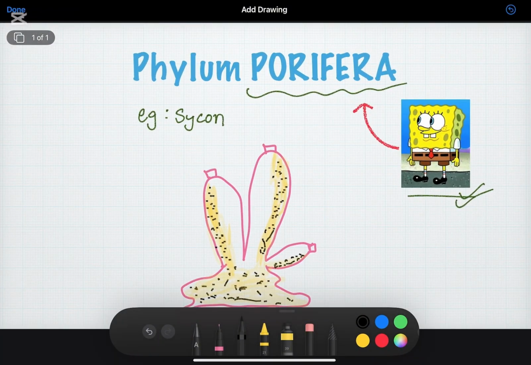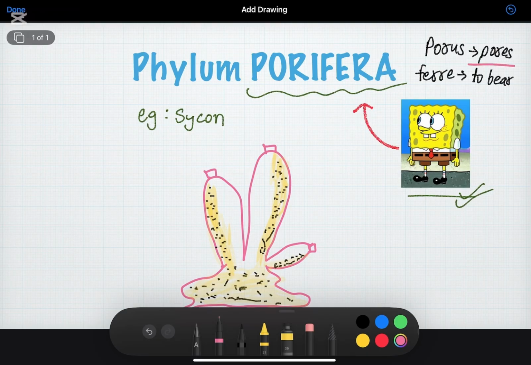At first, let's understand what the term Porifera means. The Latin name of Porifera is Porifera, where porus means pores and fera means to bear. It's a kind of rhyming. So porus means pores and fera means to bear. What do we understand from this? That Porifera are simply pore-bearing animals. They are pore-bearing animals.